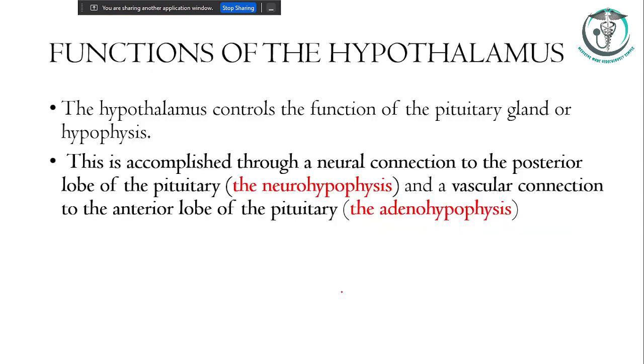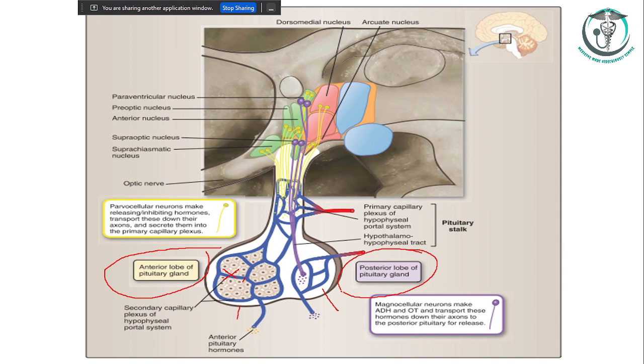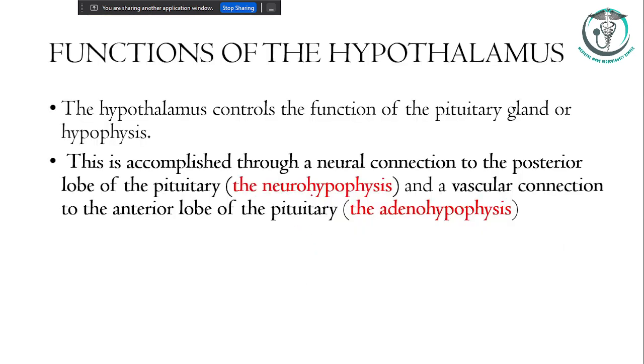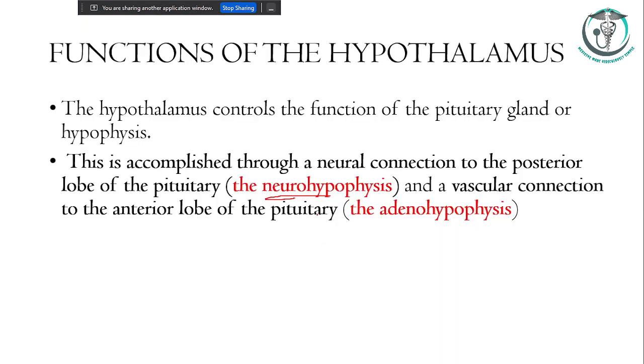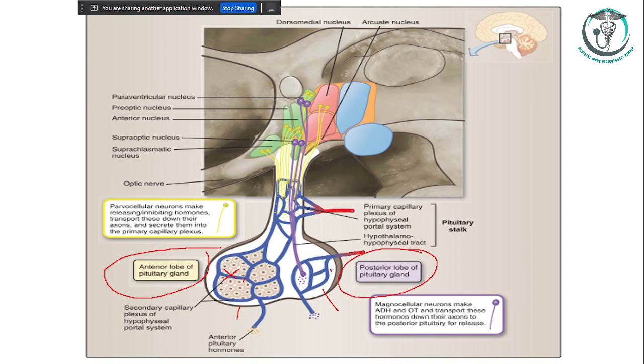Okay, so the function of the hypothalamus, like I said, is to control the pituitary gland. It does two things. There are two connections with the pituitary gland. The one on the posterior is called the neurohypophysis. So the connection between the hypothalamus and the posterior pituitary gland, the one at the back, is called the neurohypophysis, because the neurons originating from the hypothalamus are the ones connecting with the posterior pituitary gland here.